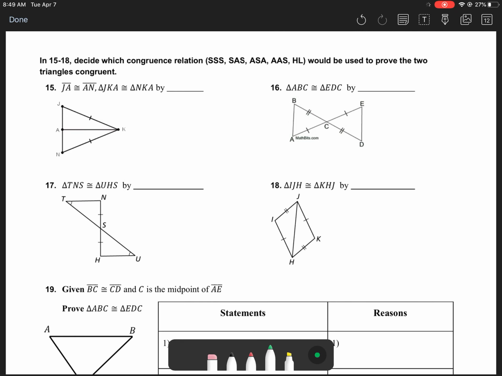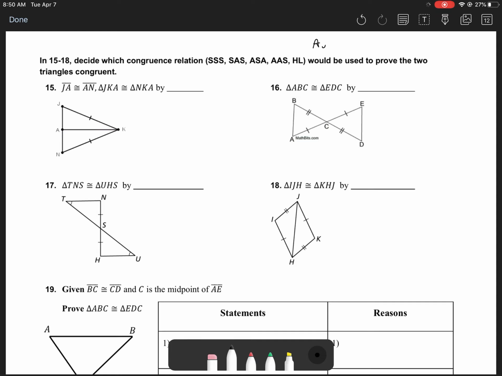Looking at the next page, this is where we get into triangle congruency, and we want to learn and remember what things are congruent and what are not. So looking at this, we want to decide whether the relation, whether it's side-side-side, angle-side-angle, side-angle-side, angle-angle-side, or hypotenuse-leg, would be used to prove that the triangles are congruent.